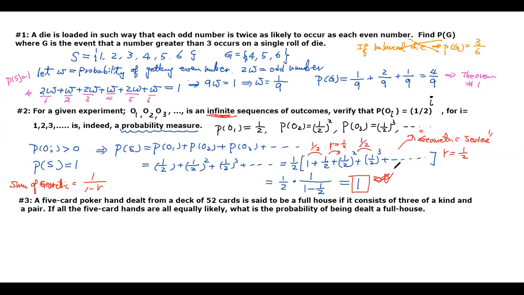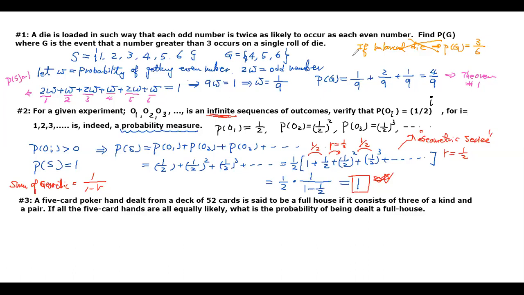So we still use the postulate, right? So that's what we need to verify. Like I said, the probability of the sample space equal to 1 is a very important postulate, because we use it a lot. All right, so let's take a look at number 3. For the people who like to play poker, this will be interesting. You can figure out what the chance is.